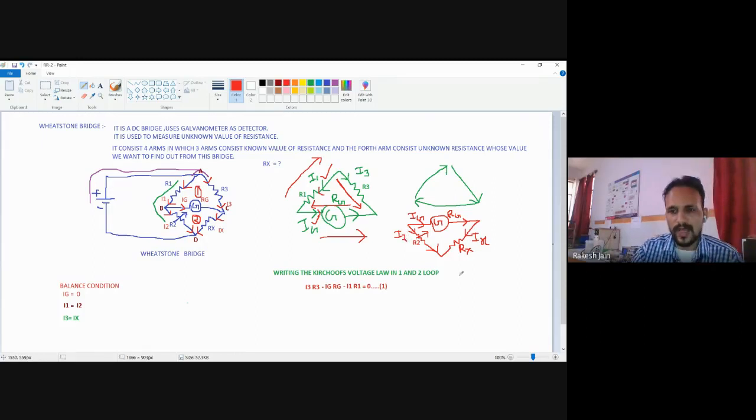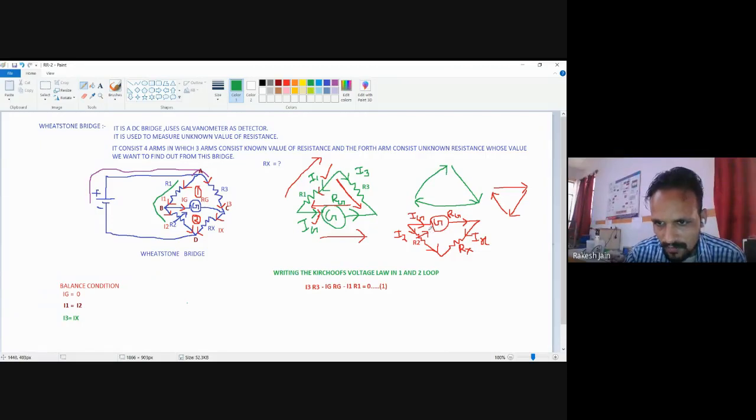Now see very clearly. I again use the clockwise direction for my journey. This one, then this one, clockwise, and then this one. This is clockwise direction. If any current is in the opposite direction, I have to use it with a negative sign. So see very carefully, with this green color, I am going to show you.